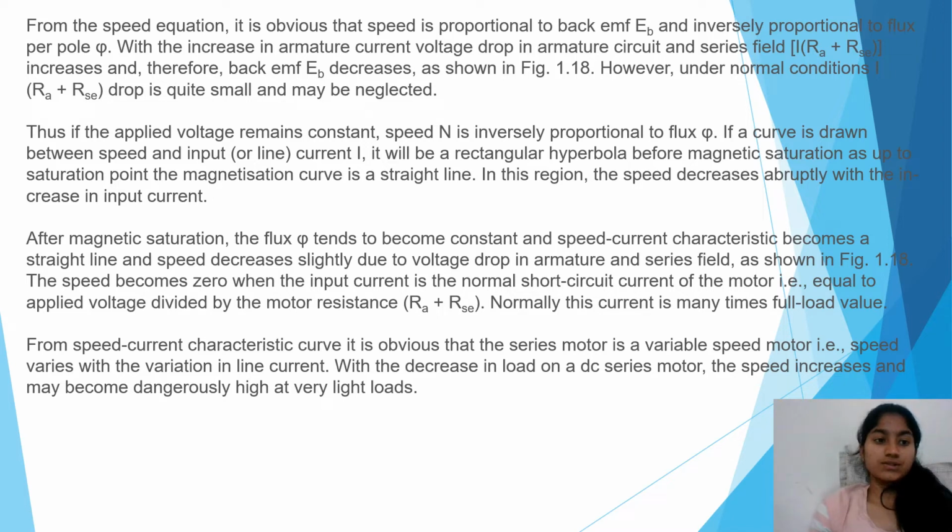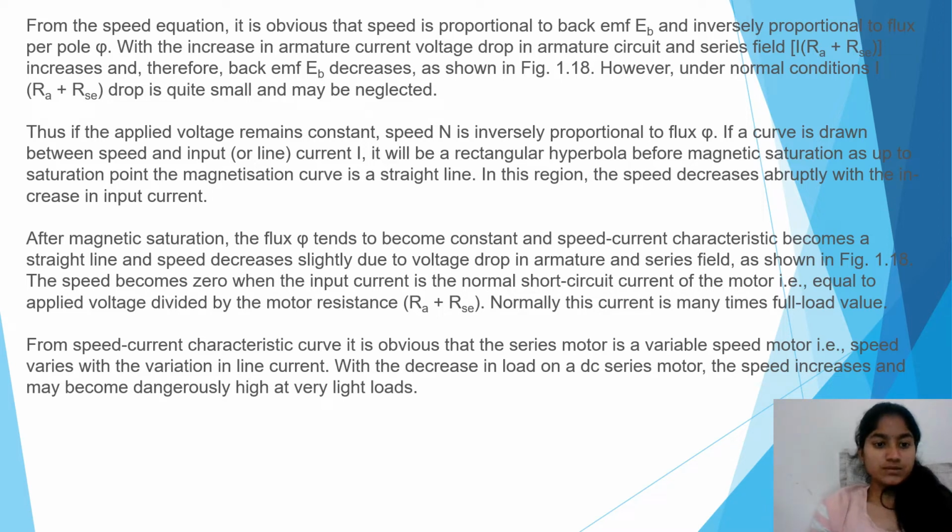If a curve is drawn between speed and input or line current I, it will be a rectangular hyperbola before magnetic saturation, as up to the saturation point, the magnetization curve is a straight line. In this region, the speed decreases abruptly with the increase in input current. After magnetic saturation, the flux phi tends to become constant and the speed current characteristic becomes a straight line, and speed decreases slightly due to voltage drop in armature and series field, as shown in figure 1.8.